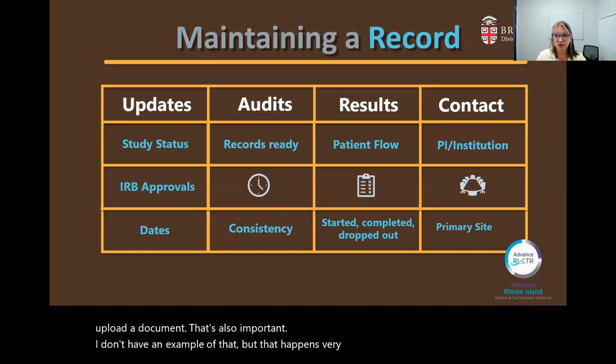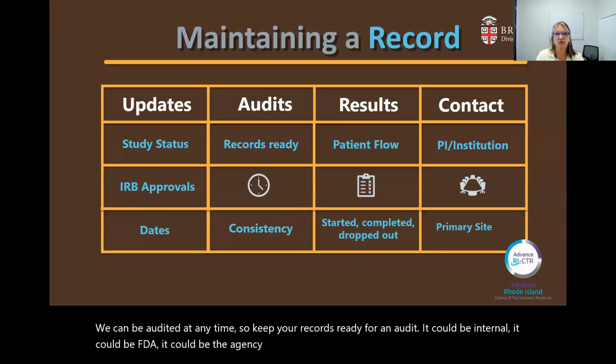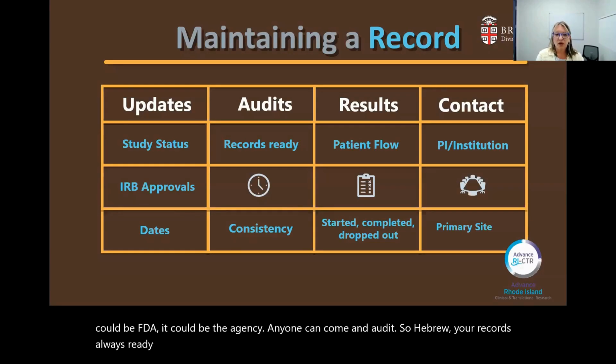Always have your records ready. We can be audited at any time. So keep your records ready for an audit. It could be internal, it could be FDA, it could be the agency, anyone can come and audit. So keep your records always ready for an audit.